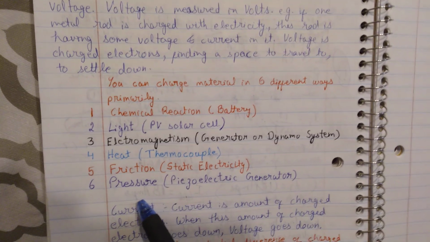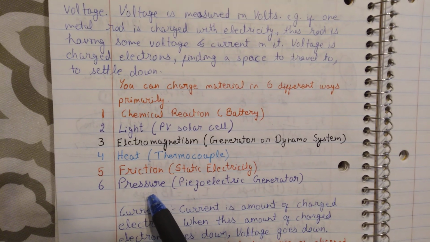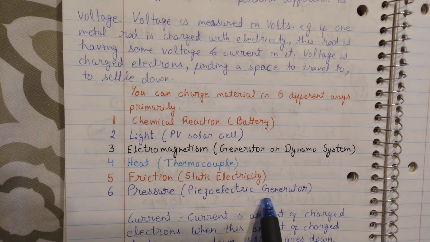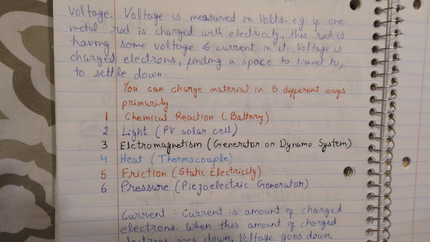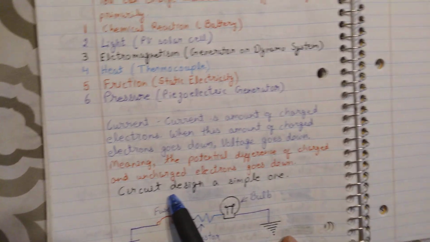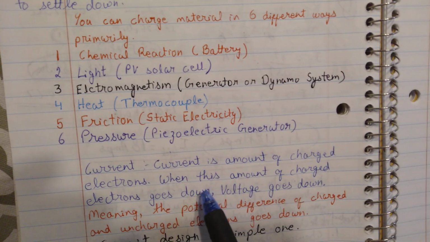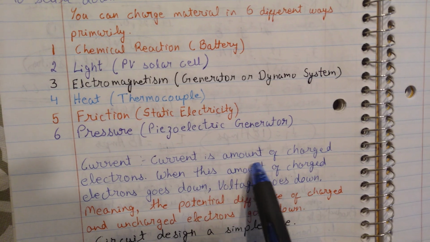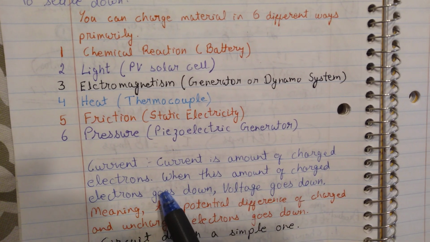And then the next one is the piezoelectric pressure generator. These ones are also used in many industrial applications. Now, current. Current is the amount of charged electrons.